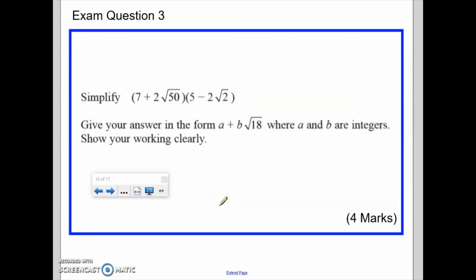Last question of the video. Could you have a go at exam question 3? A very difficult question, 4 marks available, challenge question for today's video. Could you pause the video and answer this, showing me your working out?